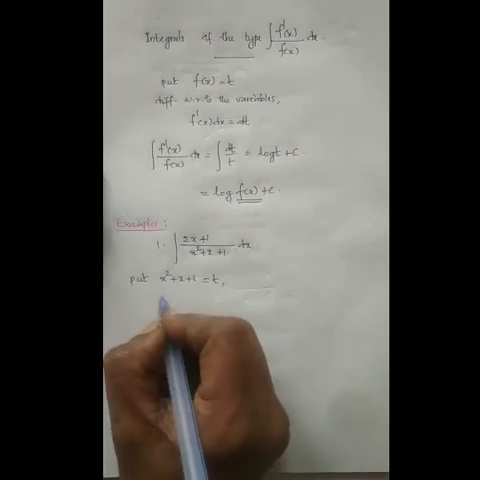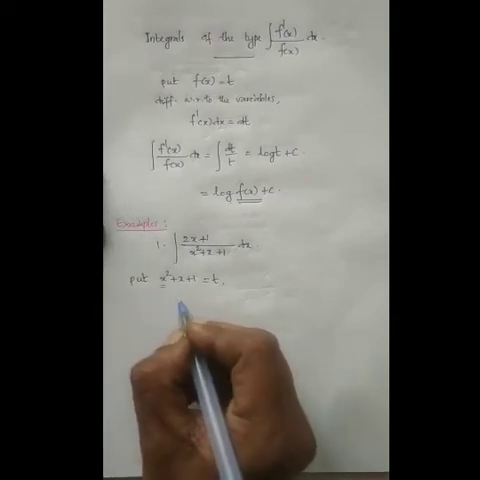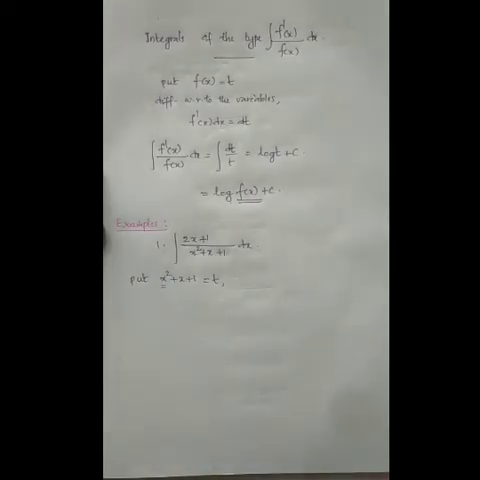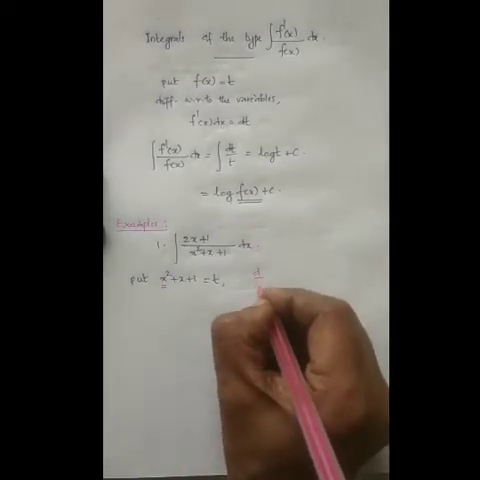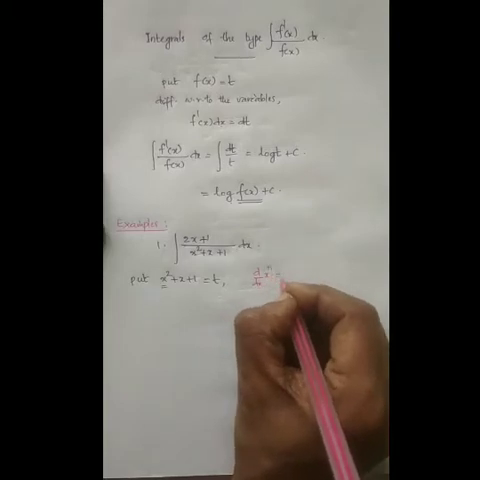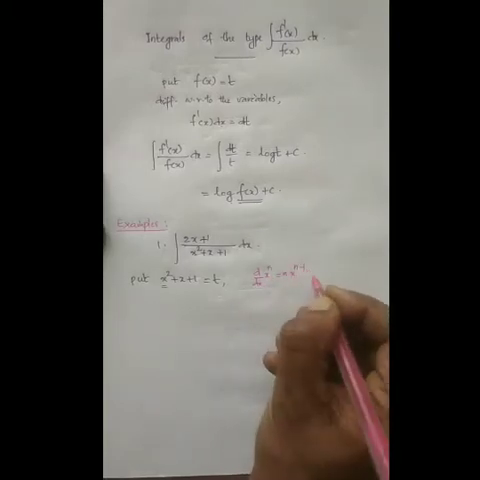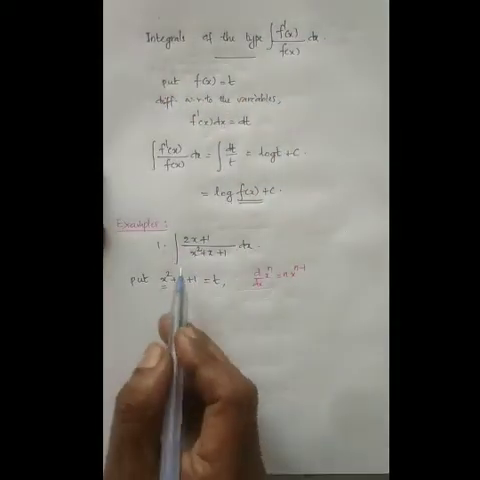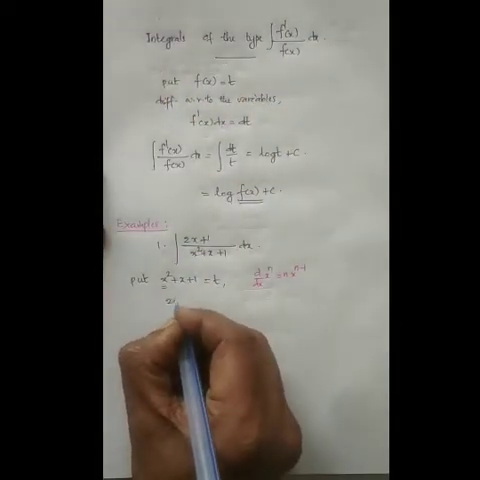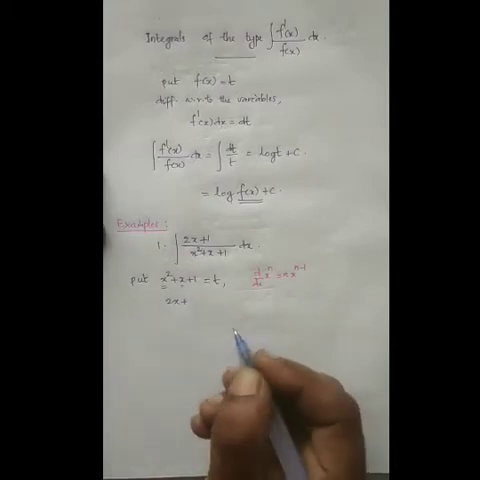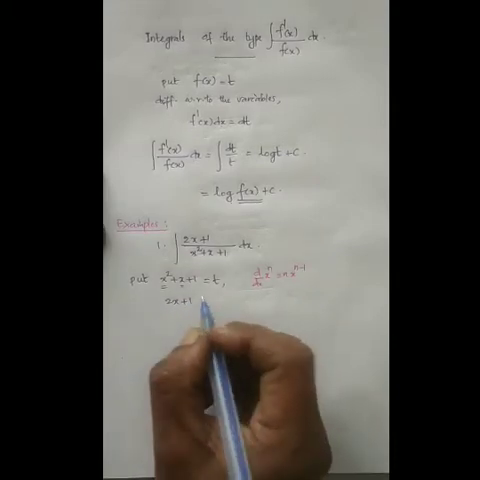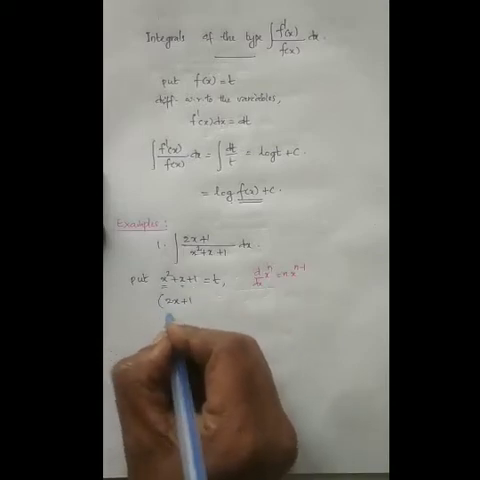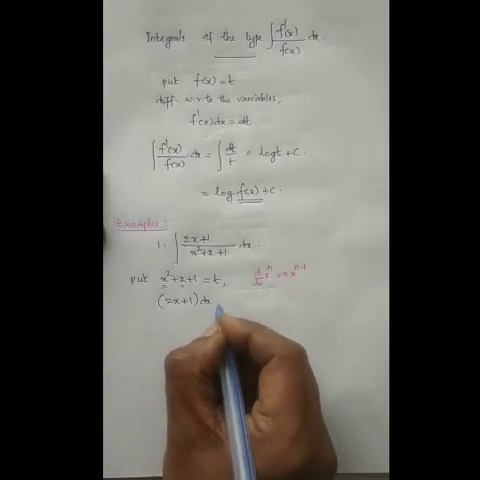We get, differential of x square is, it is of the form x raised to n. Using the formula, d by dx of x raised to n is n into x raised to n minus 1, d by dx of x square is 2x, plus differential of x is 1, and differential of a constant is 0. So 2x plus 1 into dx equal to dt.